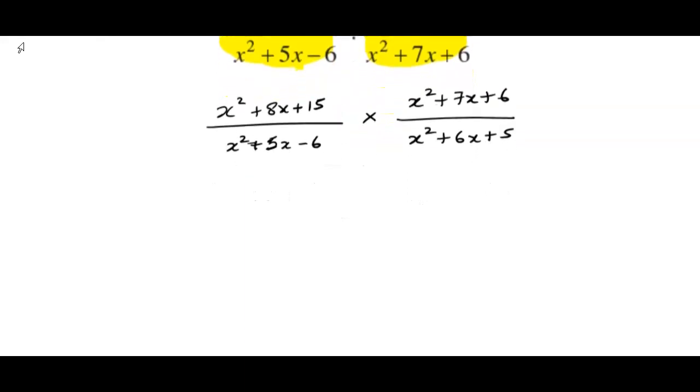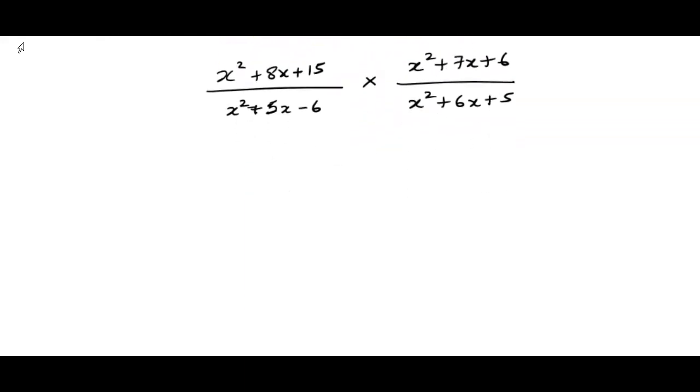Now, I can see that in each of the fractions, both in the numerator and the denominator, we are dealing with quadratic expressions. So I'm going to first go ahead and factorize each of these where possible. I'm going to start with x squared plus 8x plus 15. a equals 1, b equals 8, c equals 15, a times c is going to be equal to 15, and the two numbers are going to be 5 and 3, so it's going to factorize as x plus 5 and x plus 3.